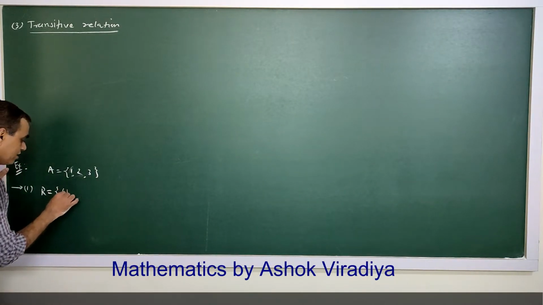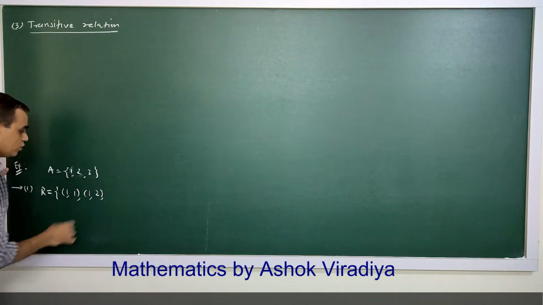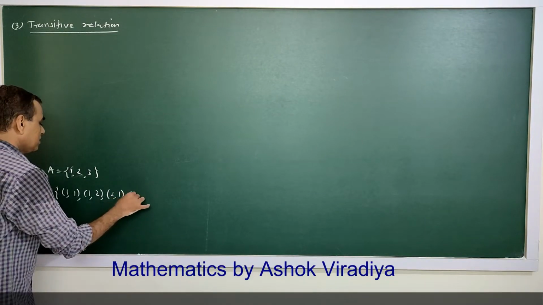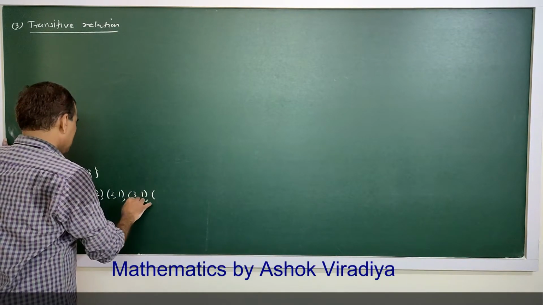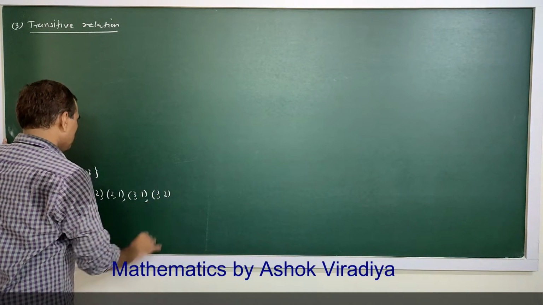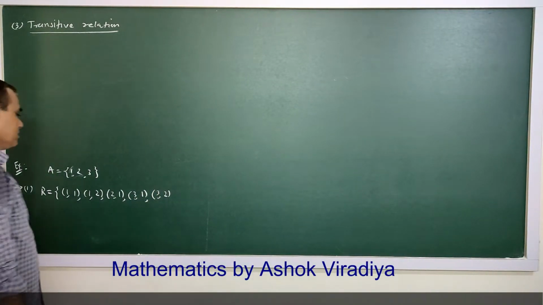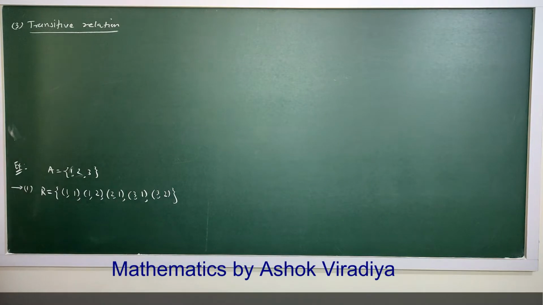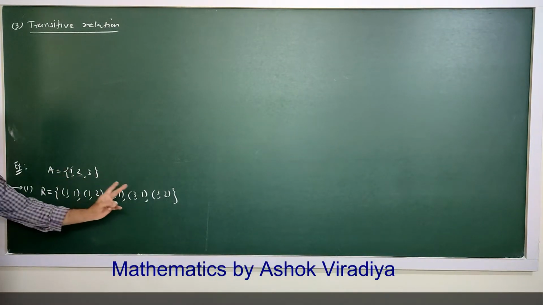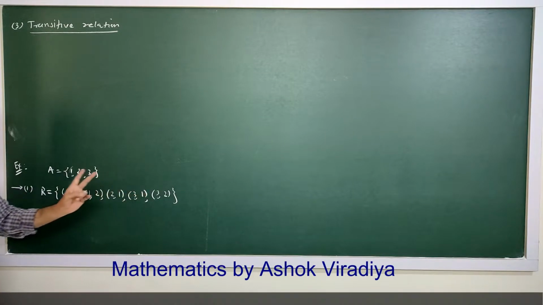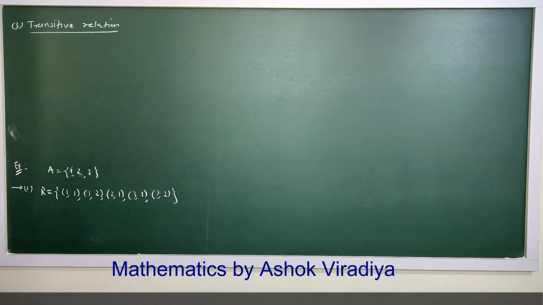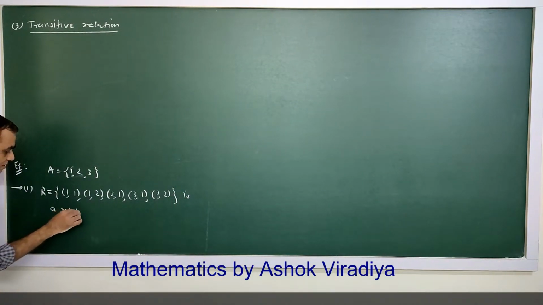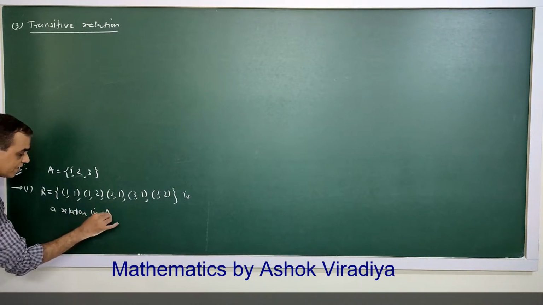So here I am taking (1, 1), (1, 2), then (2, 1), (3, 1), (3, 2). Suppose I am taking these elements: (1, 1), (1, 2), (2, 1), (3, 1), (3, 2). So let me take these elements. This is a relation in set A.